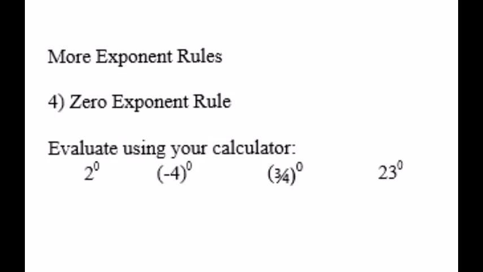So what we're going to do now is we're going to evaluate each of these problems with our calculator. 2 to the 0. Punch it in your calculator. You'll notice it's equal to 1. You do -4 in brackets raised to the 0. Guess what? It's also giving us 1. The same thing happens with bracket 3 divided by 4 raised to the 0. It still ends up being 1. 23 to the 0 equals 1 as well.